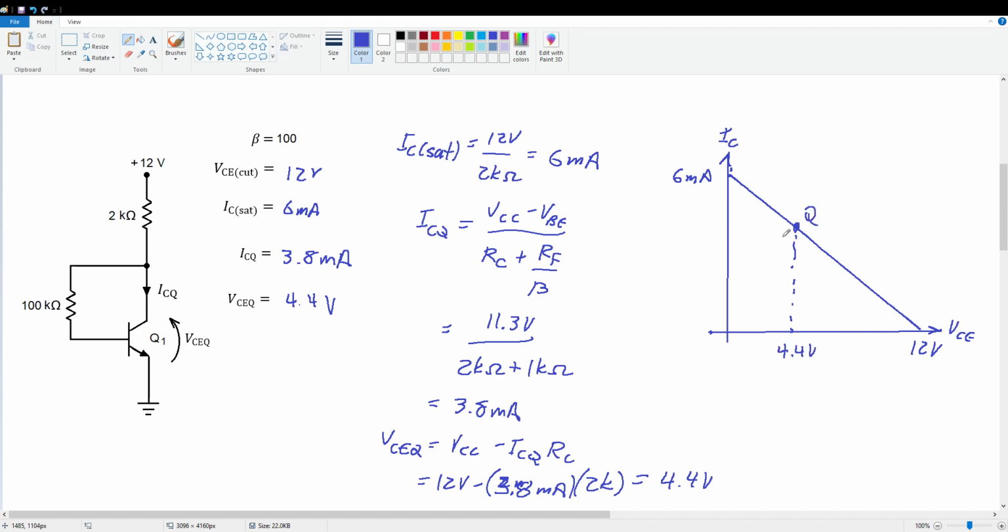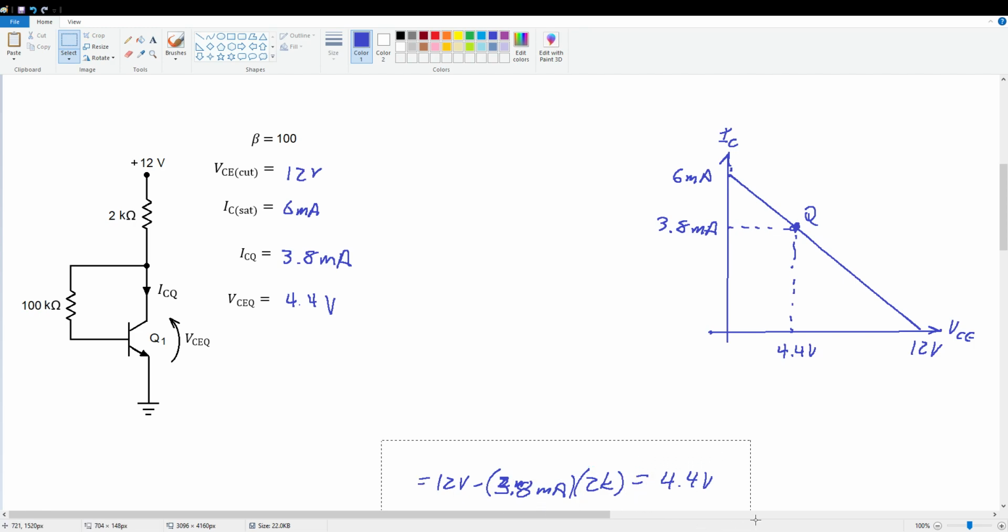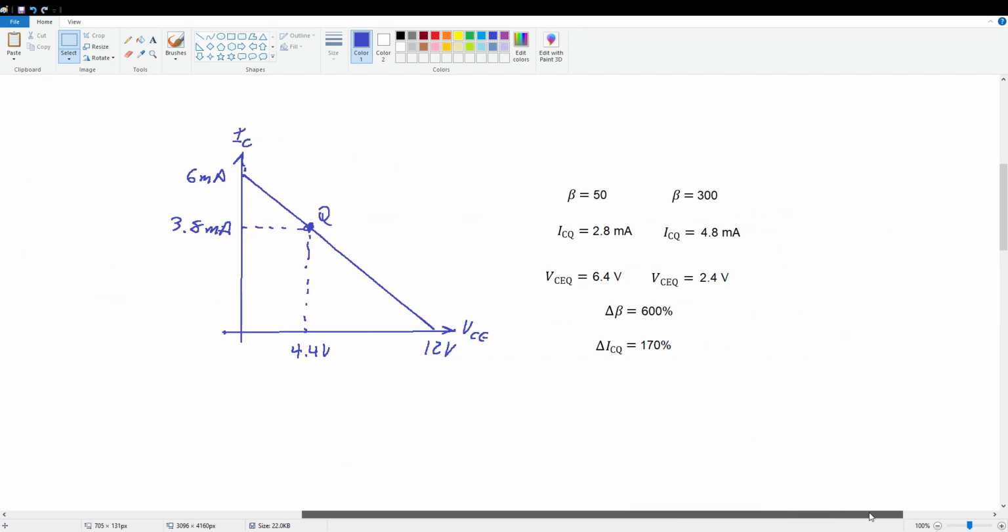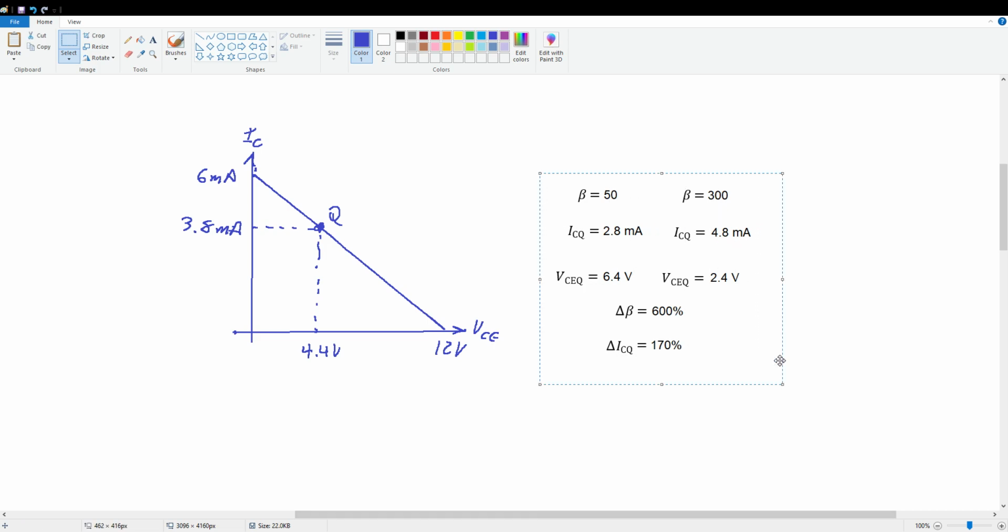4.4 volts, and ICQ is 3.8 milliamps. Okay, so there's our load line. Now what would happen if we got transistors at either extreme of beta, say 50 or 300? Well, we can grind through all these numbers, but to save you the pain of watching me do that, I did it ahead of time, and I'm going to drag those values over here. So here's what we get.